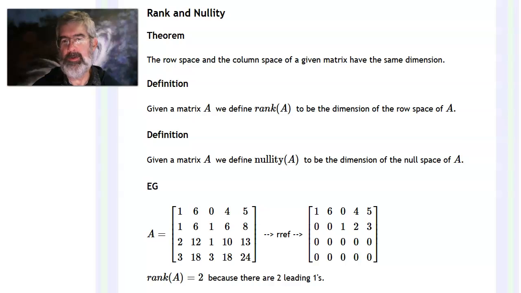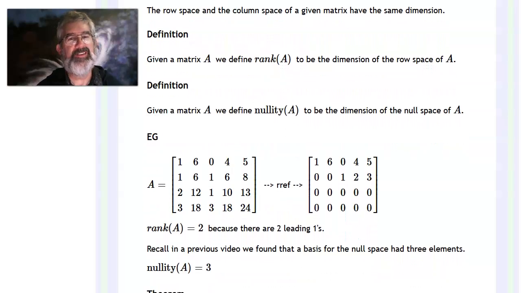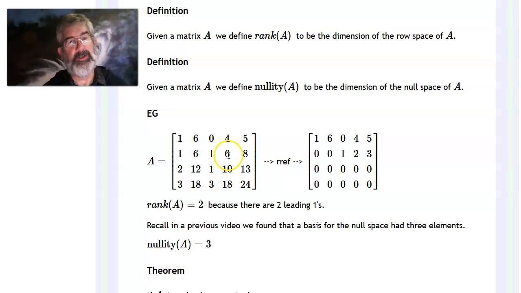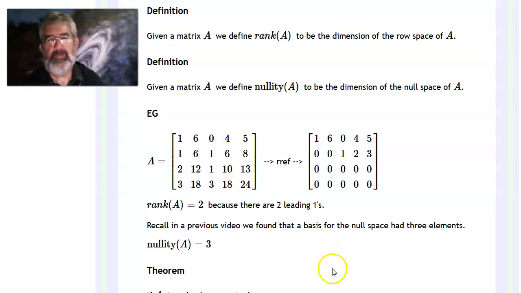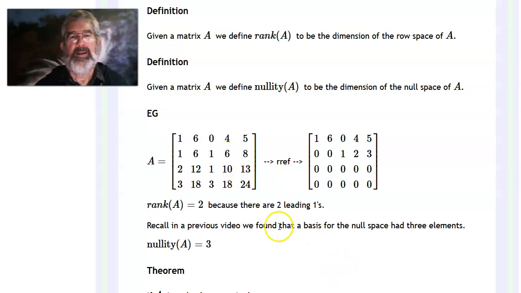As an example, I'm going to use that same matrix I've used for the last couple of videos here, with the 6 in here as it's supposed to be. If I take a look at this and I put it in reduced row echelon form, I can see that there are two leading ones. And the leading ones tell me that the rank is 2.